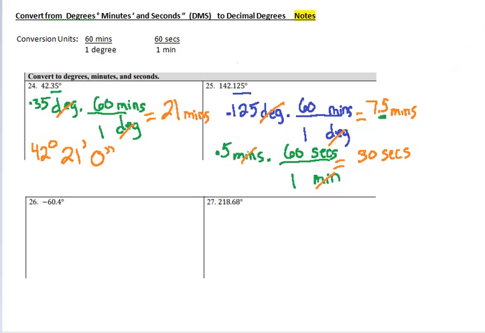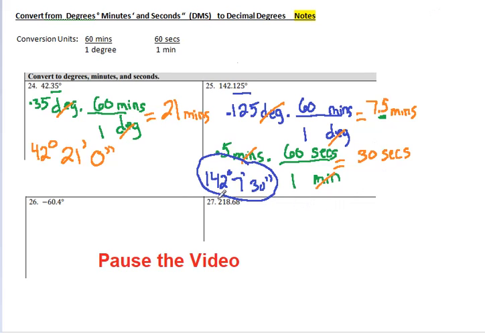All right, so the final answer for this one is going to be 142 degrees. Let's see, how many minutes did we get? We had 7 minutes and 30 seconds. It's kind of all jumbled up here, sorry about that. That's our final answer right there. Boom. Alrighty. I want you to go ahead and try these on your own, and then we will see if you get the same thing that I do.